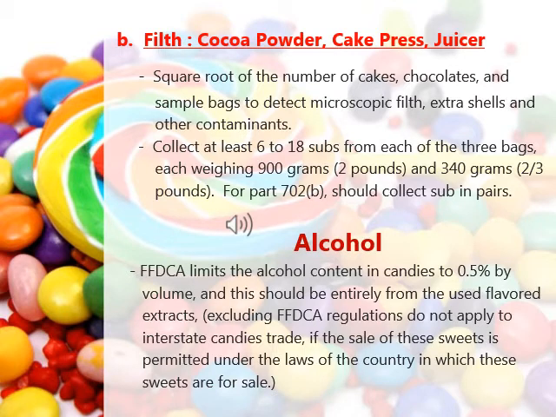B. Filth. Cocoa powder, cake press, liquor. The square root of the number of cakes, chocolates, and sample bags to detect microscopic filth, extra shells, and other contaminants. Collect at least 6 to 18 subsamples from each of 3 bags, each weighing 900 grams and 340 grams. For a bar, 702 should collect subsamples in pairs.